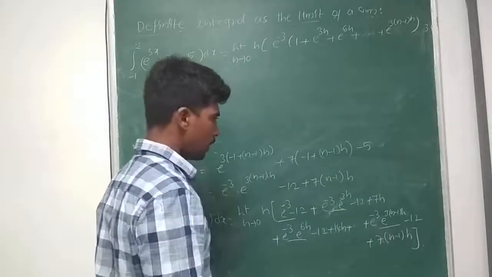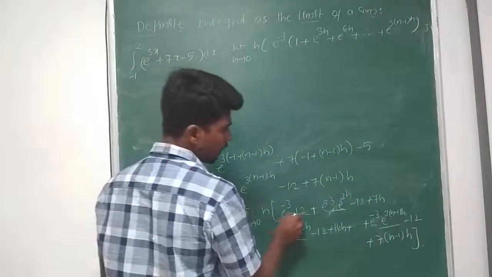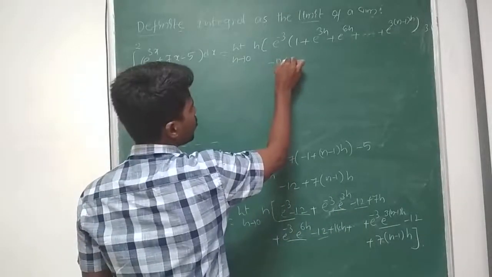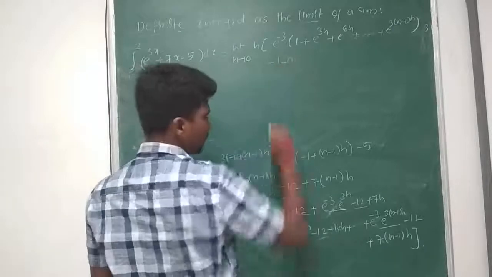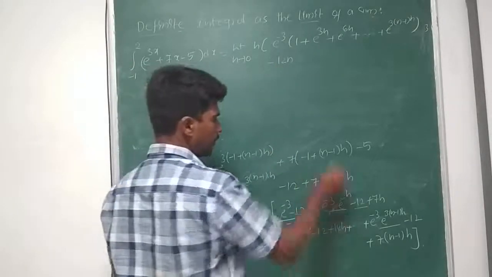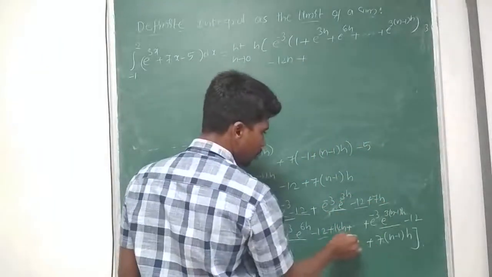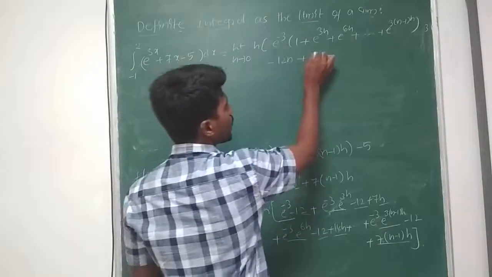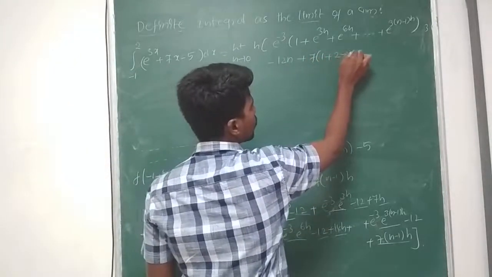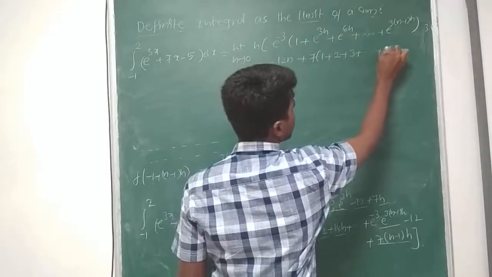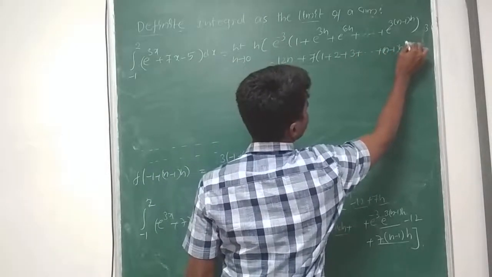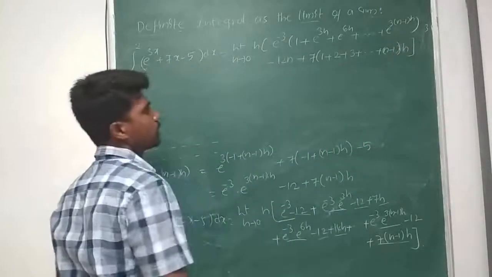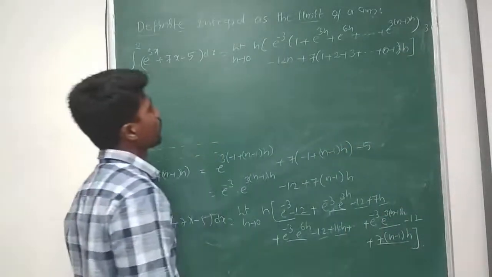Close. Next, have your minus 12, and so on, minus 12. So I got minus n into 12, nothing but minus 12n, plus 7h, 14h, and so on. 7 into n minus 1 h. So I can write it as 7 into 1 plus 2 plus 3 plus and so on plus n minus 1 into h. So I can take h common. Right? So this is the form we got.